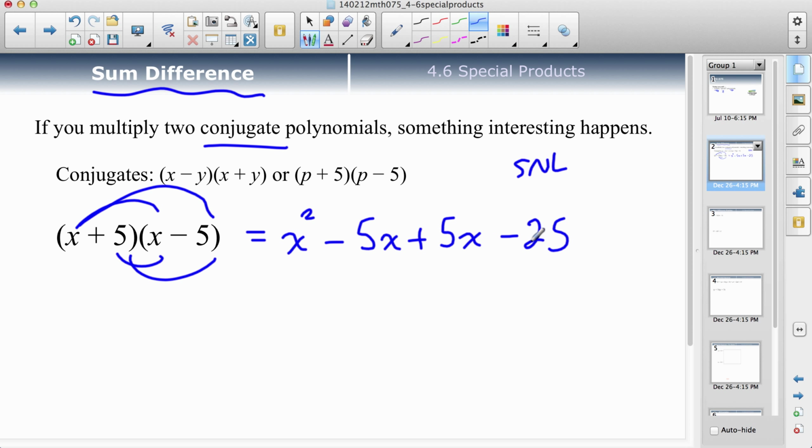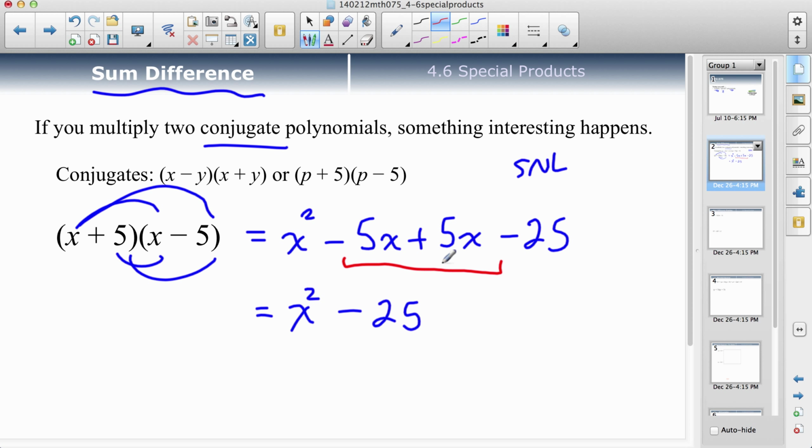When you take a look at the product that you get there, we should combine like terms here. There's x squared. Then minus 5x, and I add 5x, so that would be 0x. So I don't need to write anything for that, so I can just write a minus 25. So the special thing that happens here is that whenever you multiply a binomial by its conjugate, that middle term cancels out or becomes 0 or goes away.